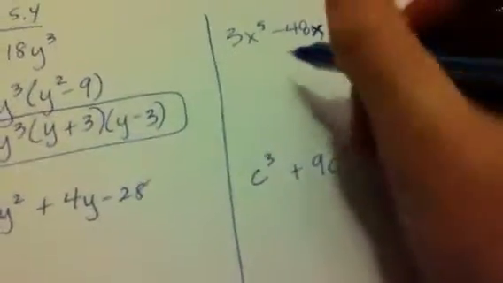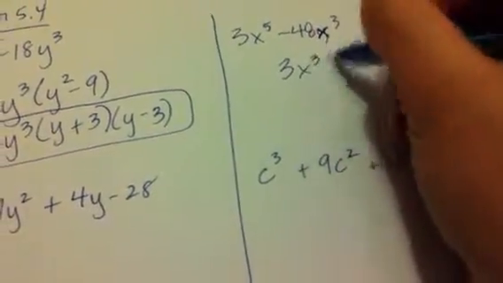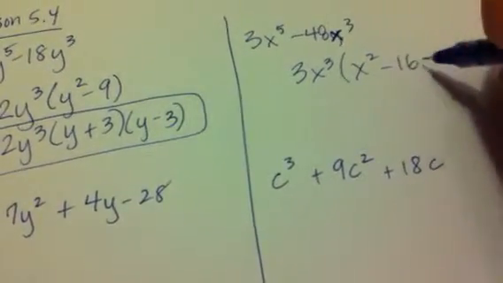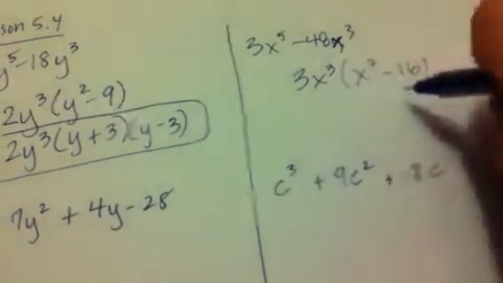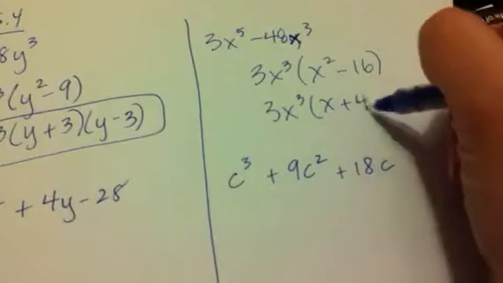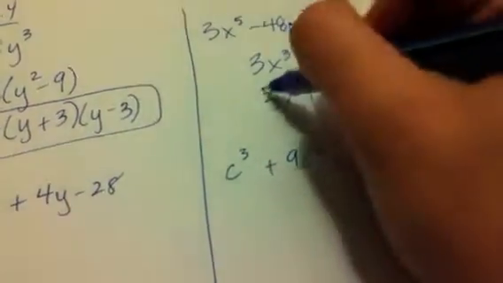Next, same thing, GCF is going to be 3x to the third. I'm going to factor that out. I have x squared minus 16. X squared minus 16 is also the difference of two squares, so x plus 4, x minus 4.